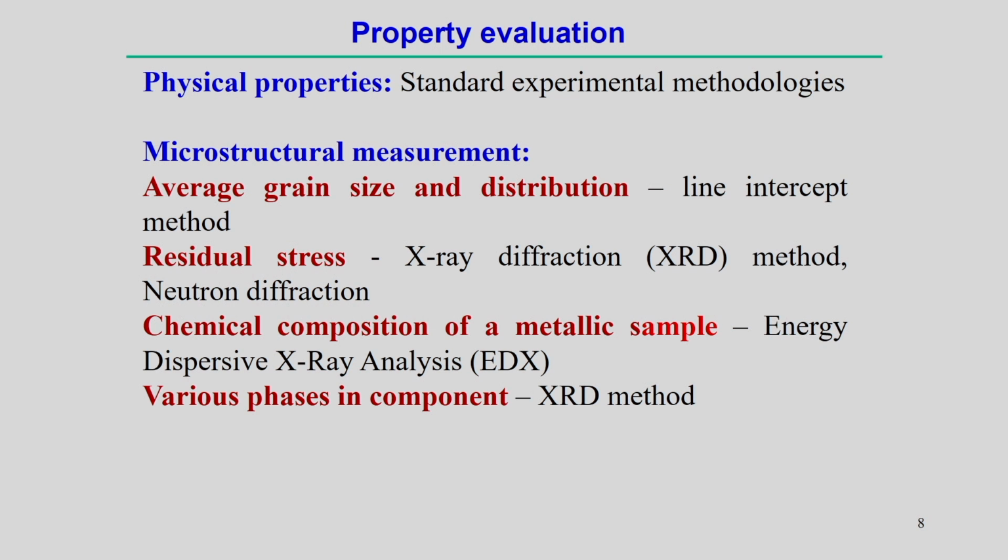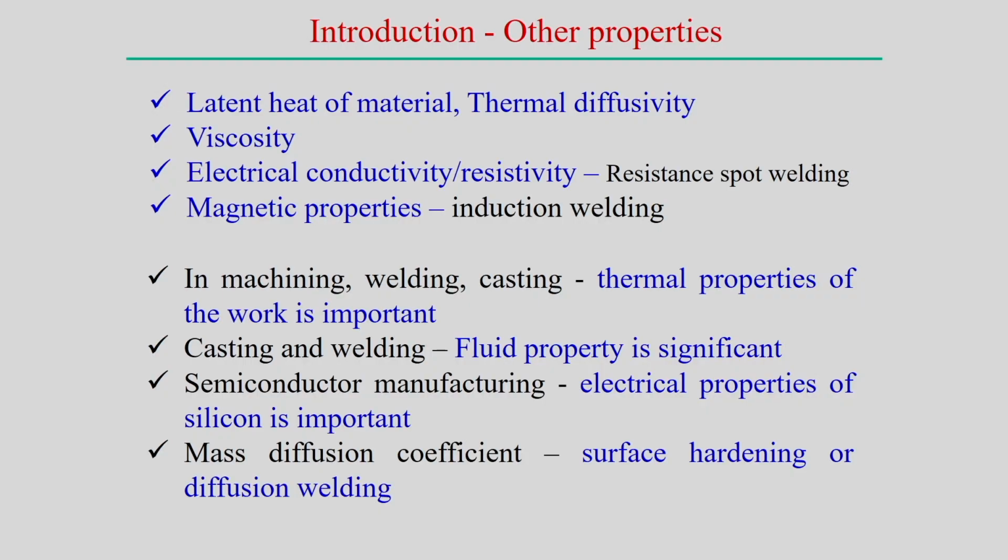Apart from that, there are several other methodologies with which we can characterize the microstructure and phases in a particular component or sample processed by some kind of manufacturing process, and here it is specific to the welding process. Other properties are also associated with the modeling approaches, for example, latent heat of material. It is associated with the phase change from liquid to solid, or vice versa, from solid to liquid. The latent heat of solidification and of melting are both important, and can also be measured.